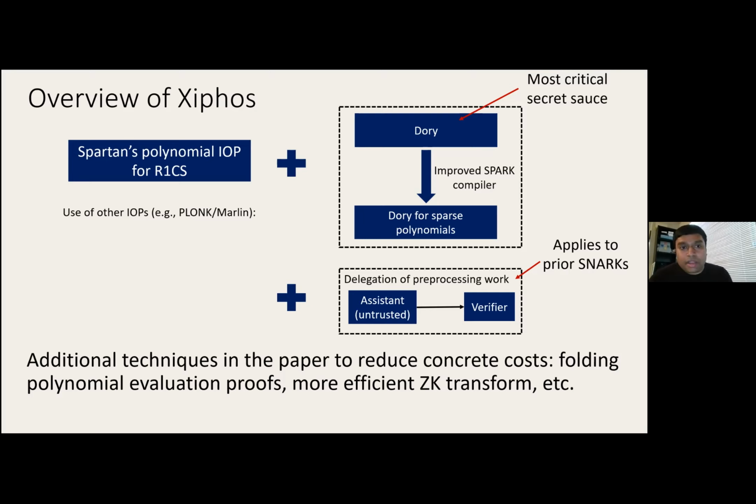So one question that people might ask is, why should one build on Spartan's polynomial IOP? Why not use other IOPs that exist, for example, Plonk or Marlin? That's possible. In fact, it would actually reduce Xiphos's proof size by constant factors. I think it's about a factor of 2. But it also brings additional costs. For example, if you build on Plonk or Marlin's IOP, it would require FFTs, and this introduces an asymptotically higher cost. And it's also, in general, I think, hard to parallelize compared to parallelizing a multi-exponentiation.